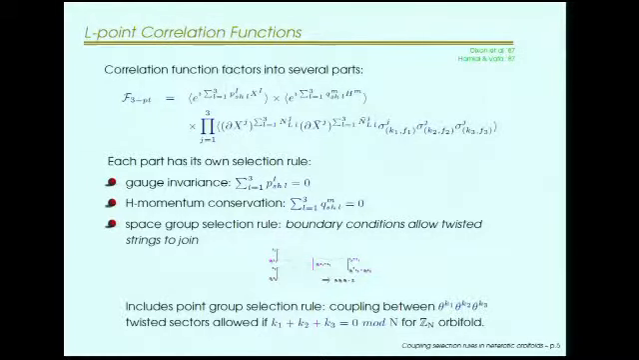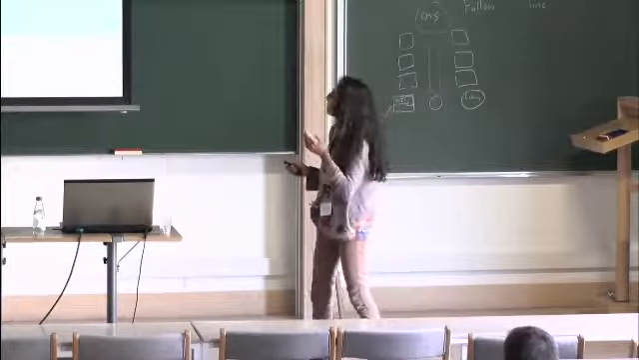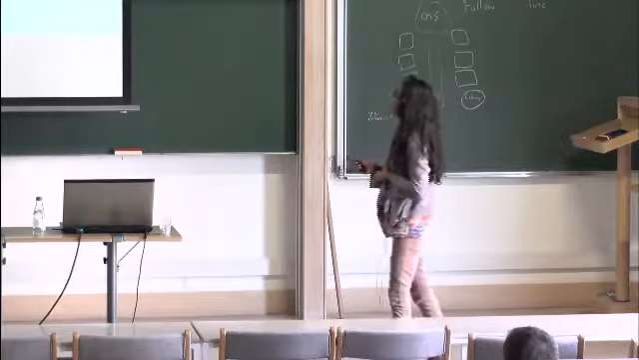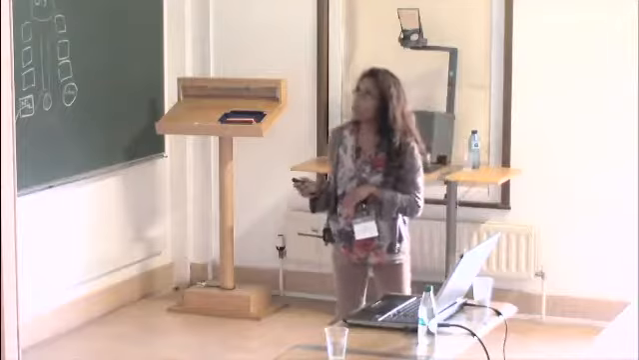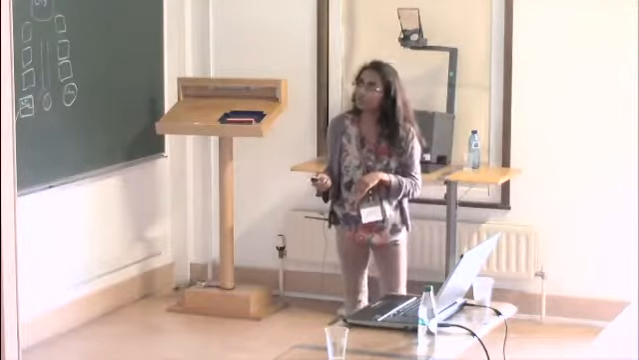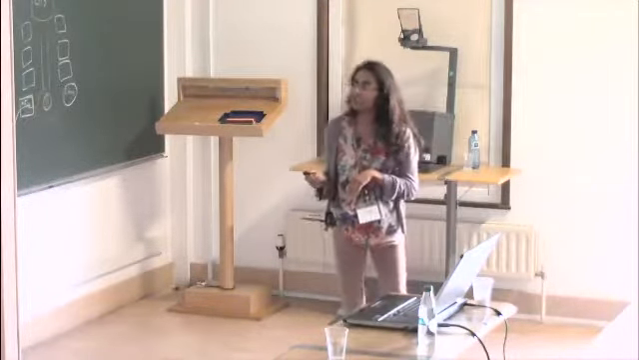So each part has its own selection rule. The easiest part to deal with is, of course, the bosonized fermions and the gauge bosons. And this can be computed trivially, analogously to the Veneziano amplitude, for example. And as a consequence, one finds that the correlation functions have to be vanishing unless the gauge momentum is conserved. This corresponds to gauge invariance, and unless the H momentum is conserved. The twist fields lead to a selection rule that is known as the space group selection rule.